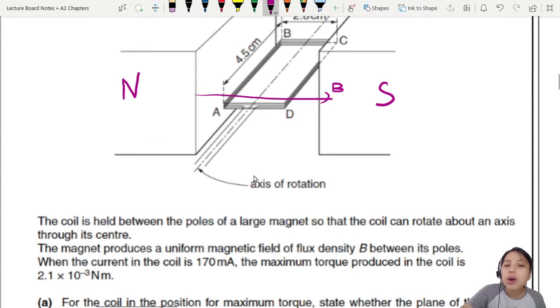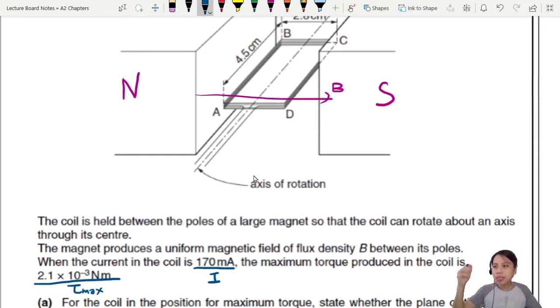When the current in the coil, so we are sending a current in the coil. Is this induction or force on conductor? They give you electricity, so this one is current. So it's like force on conductor from the magnetic fields chapter. So maximum torque in the coil is 2.1 times 10 negative 3. Where on earth did torque come from? Scratch your head a little bit.